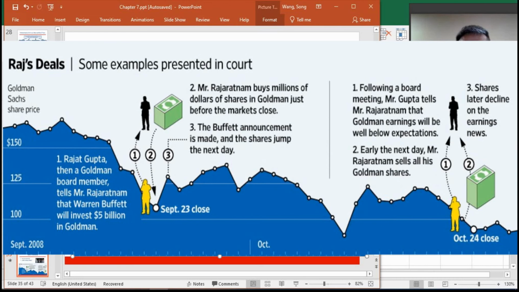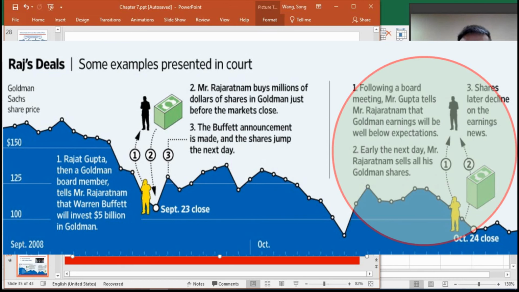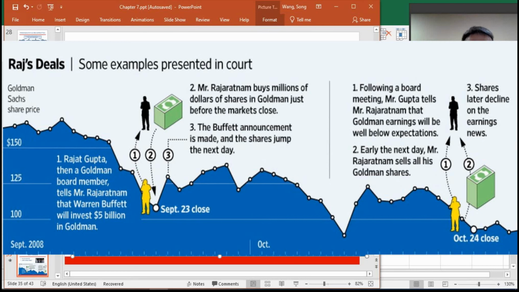And another case is about selling the shares. Still, the same insider friend tells Mr. Rajaratnam that the company's earnings are pretty low, so he just sells. So Mr. Rajaratnam received this negative information and then just sold the stock before the market learned about it. So he avoided losses. So selling on insider information is just as bad as buying on insider information. So the lesson here is don't do it.